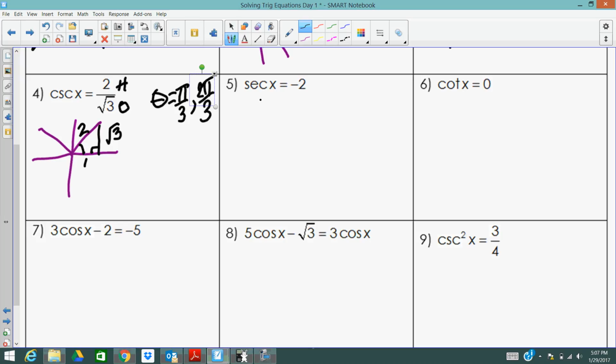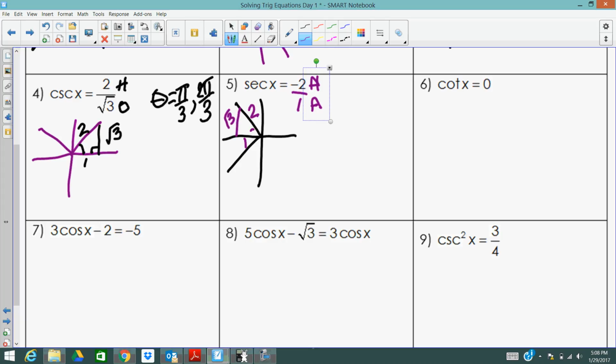Secant of x is negative 2. So secant is the reciprocal of cosine, so that's negative in quadrants, let's see, all students take calculus, so quadrants 2 and 3. Draw in your triangle. Secant is hypotenuse over adjacent, because it's the reciprocal of cosine. So that means my hypotenuse is 2, and my adjacent is 1, which means the opposite is square root of 3.